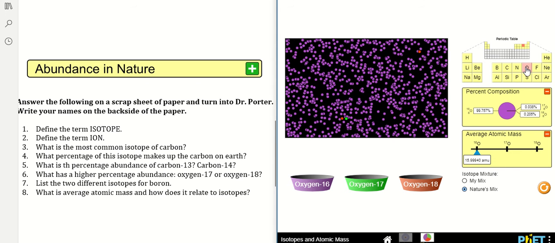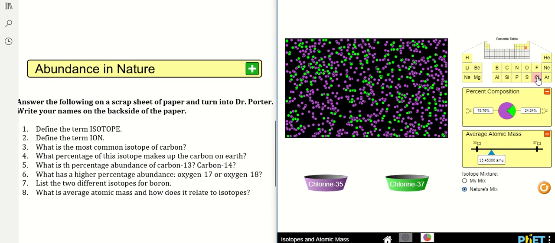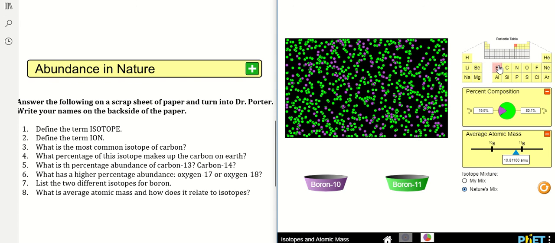If I go to oxygen, kind of similar. Oxygen 18, you see 2 of them per a lot of oxygen atoms. Chlorine, on the other hand, you see a higher percentage of each of your isotopes, chlorine 35, chlorine 37, a higher percentage of each represented in the diagram. Boron, again, somewhat similar to chlorine, where a higher percentage is represented by both of the different isotopes.